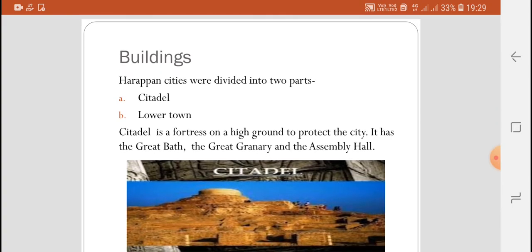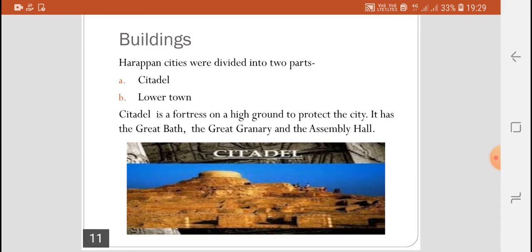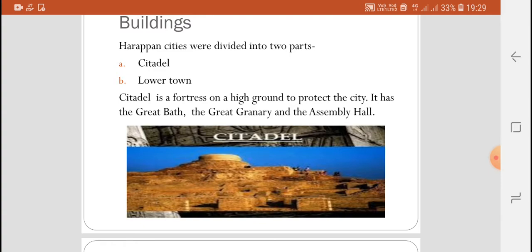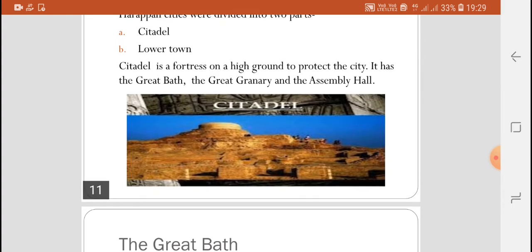Let us talk about buildings now. The Harappan cities were divided into citadel and lower town. Citadel is a fortress, you can see in the picture as well, on a high ground to protect the city. It has the great bath, the great granary, and the assembly hall.